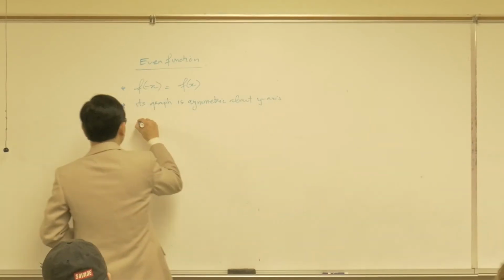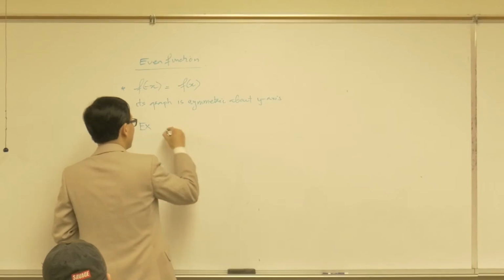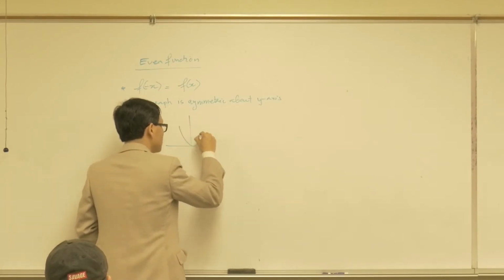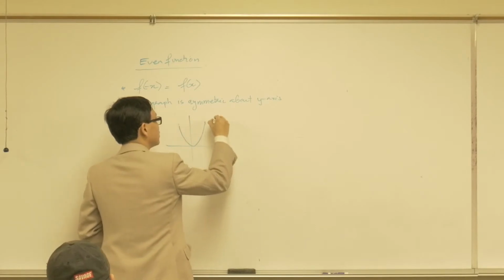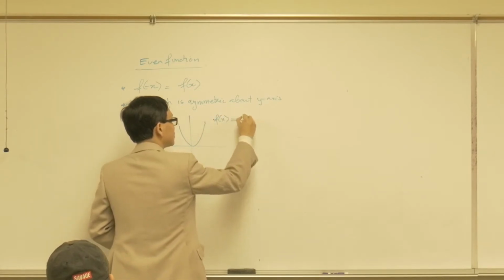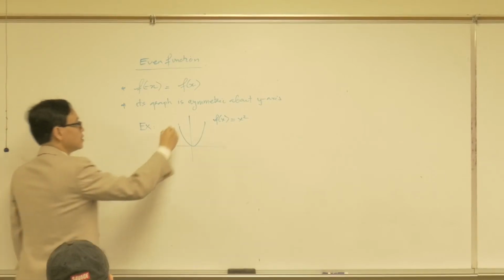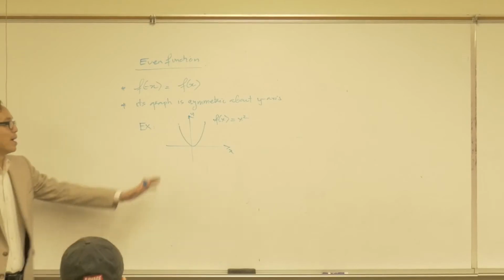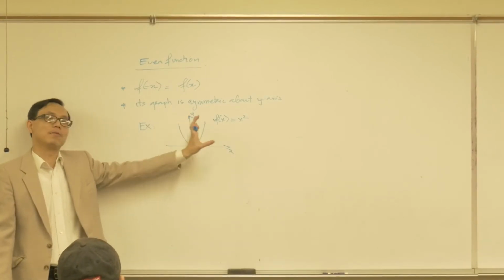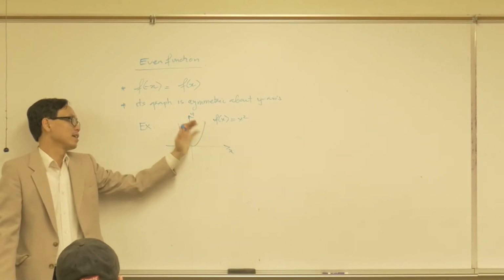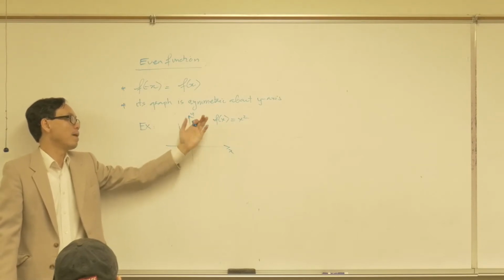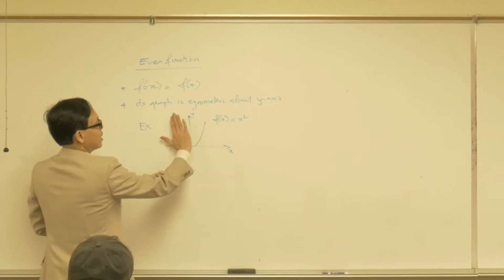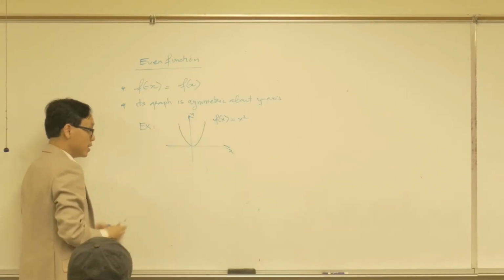If I just go ahead and sketch a square function, it looks like this. This is a square function. And you see that it's symmetric about the y-axis. No matter how you reflect this curve about the y-axis, it gives you the same thing. Just imagine you flip it over here or you flip it over there, it gives you the same thing.